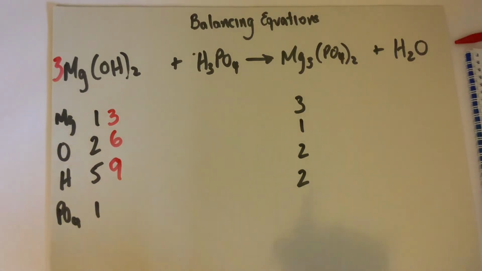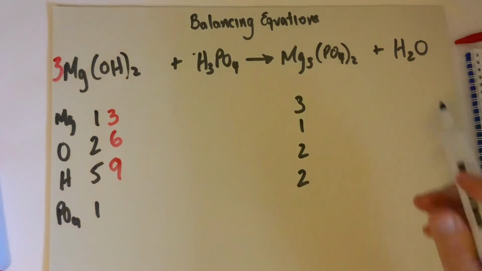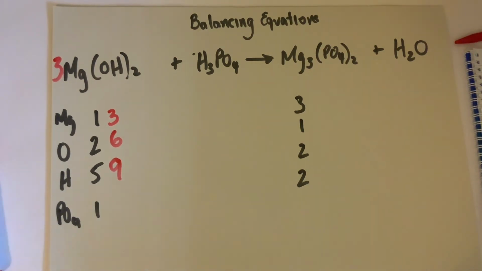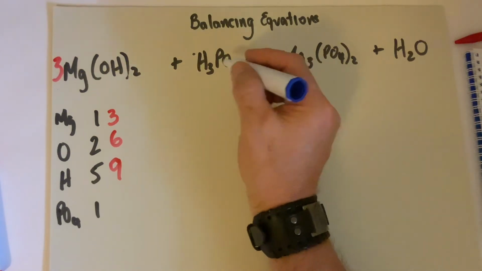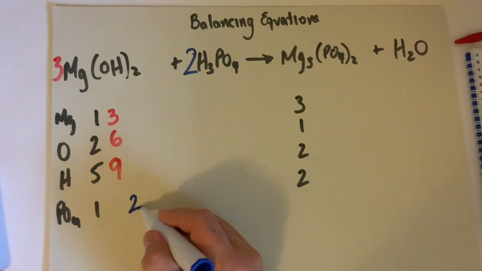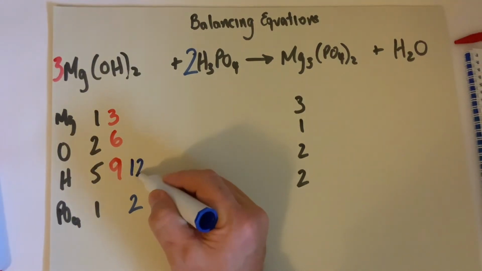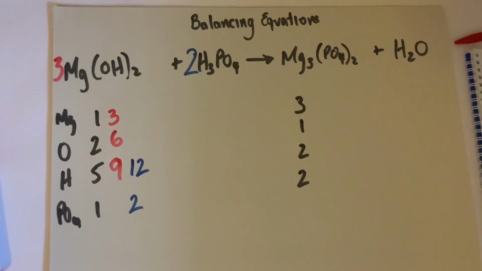Now we can start looking at the PO4s. We look on this side, PO4 is 2. So how are we going to get a second PO4 on the reactant side? That would be by adding more phosphoric acid. To get 2 of those, we would add twice as much. That now gives us 2 phosphoric acids. But now it also alters the amount of hydrogen again. So we've now got 6 hydrogens there, plus 6 hydrogens from the magnesium hydroxide. So we've got 12 hydrogens on this side.